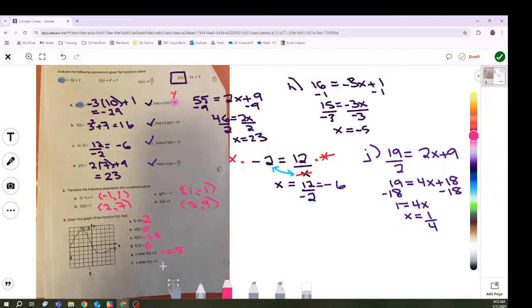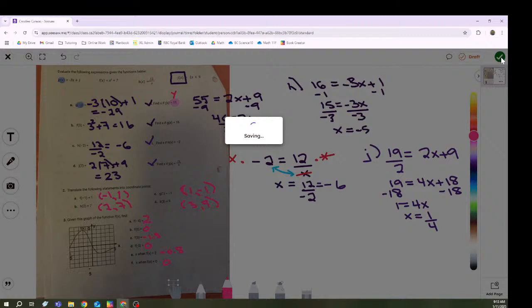Okay, how about f of x equals 0. So that's saying y is 0. If y is 0, what's the x value? You got it. Okay, let's go on to the other. Any questions on that? Perfecto. Let's see your second page.